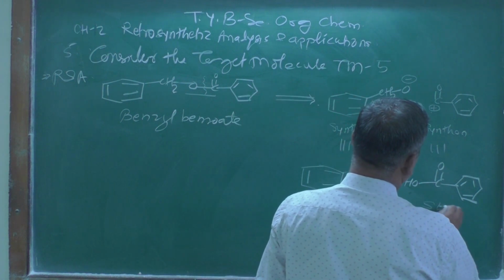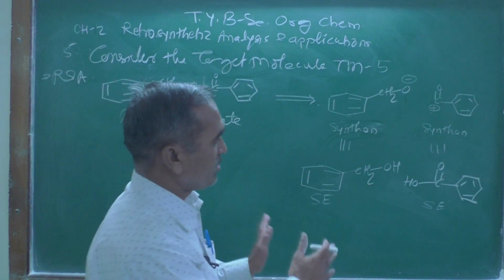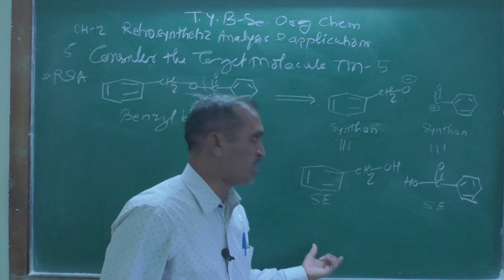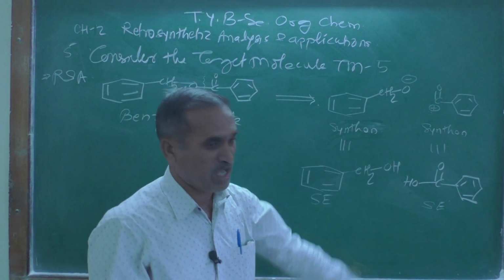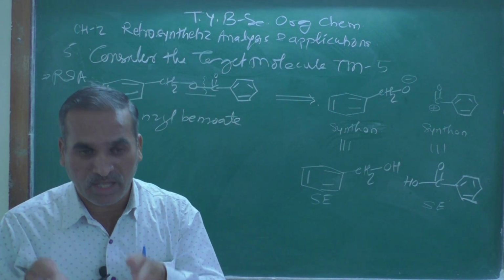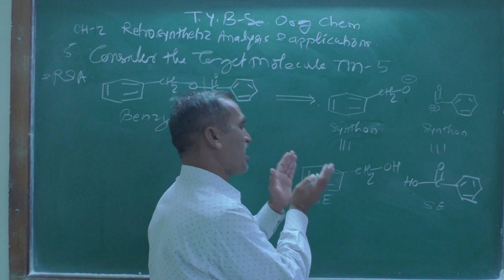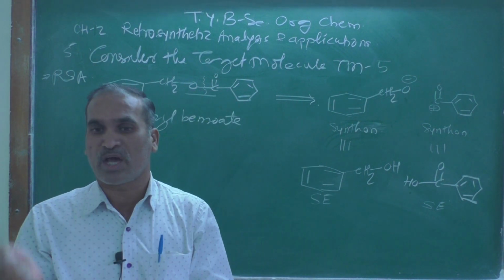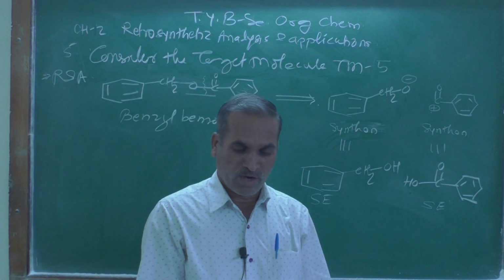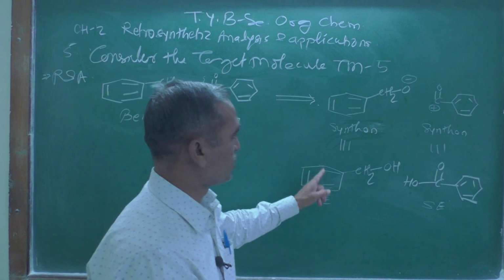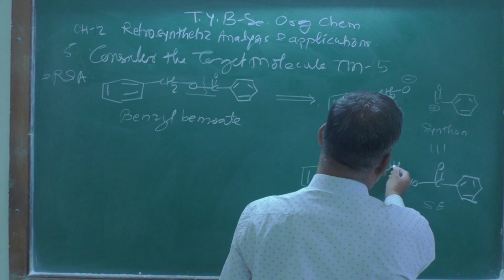This is also known as the synthetic equivalent of this type of synthon, and as we know, this is benzyl alcohol and this is benzoic acid, and both benzyl alcohol and benzoic acid are available in the market. Using these as starting materials, you can prepare your target molecule, this one. Further, you can break that also in another way, as we know this alcohol can be broken like this.